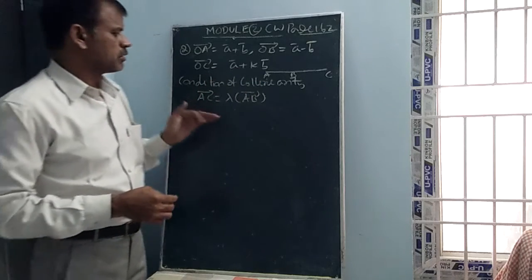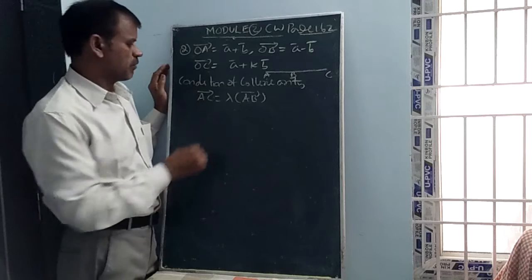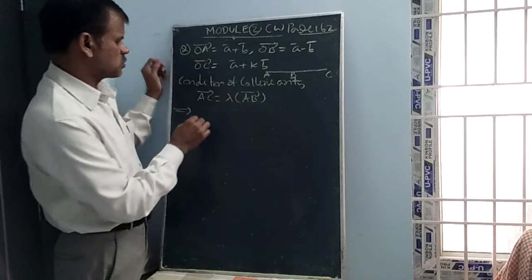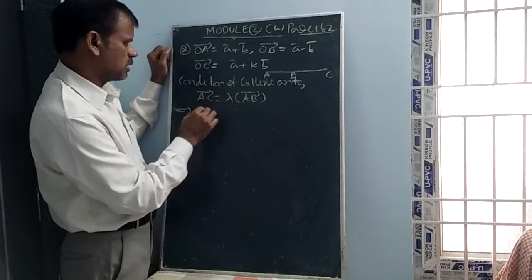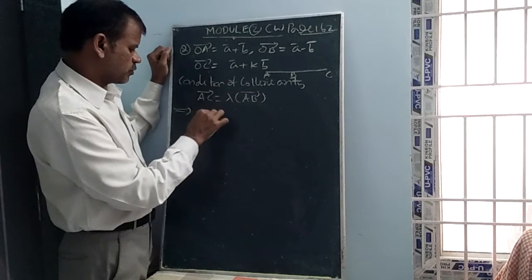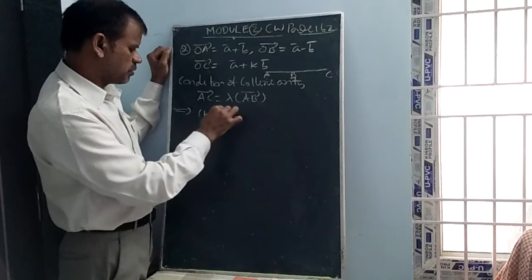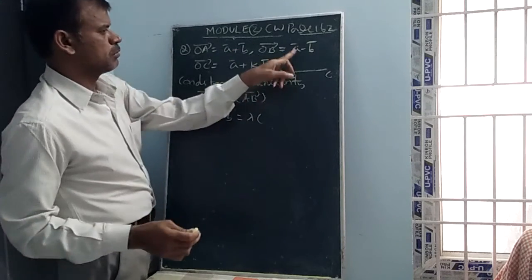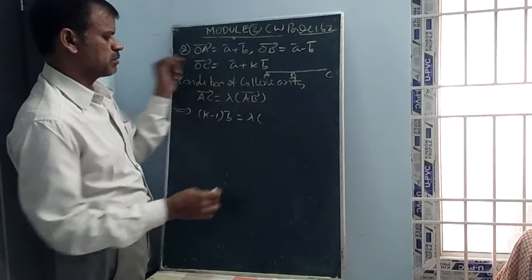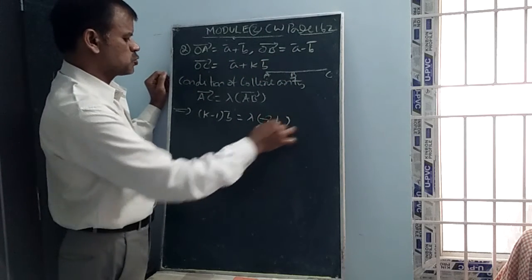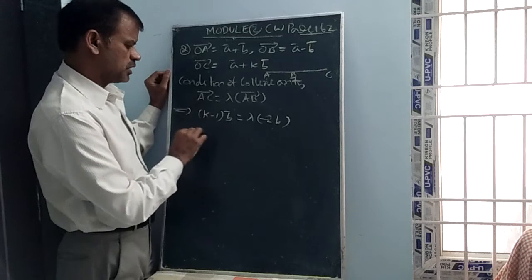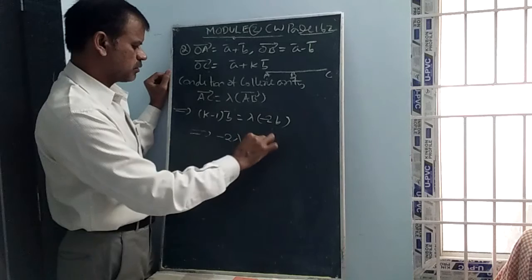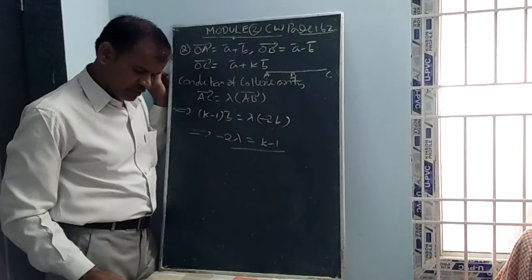Of course, k is given, that is why I simply wrote lambda. AC means OC minus OA. Subtract this one: a bar minus a bar becomes 0. kb minus b, so you write here (k minus 1) b bar is equal to lambda into (OB minus OA). a minus a gets cancelled, minus b becomes minus 2b. Compare both sides of b bar, so you are getting minus 2 lambda equal to k minus 1.